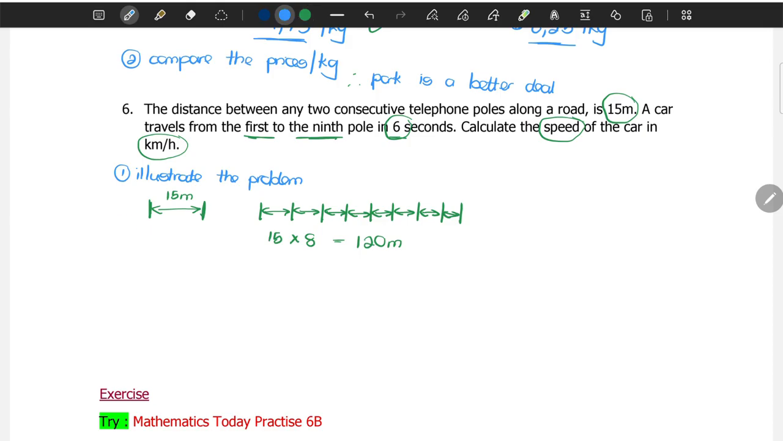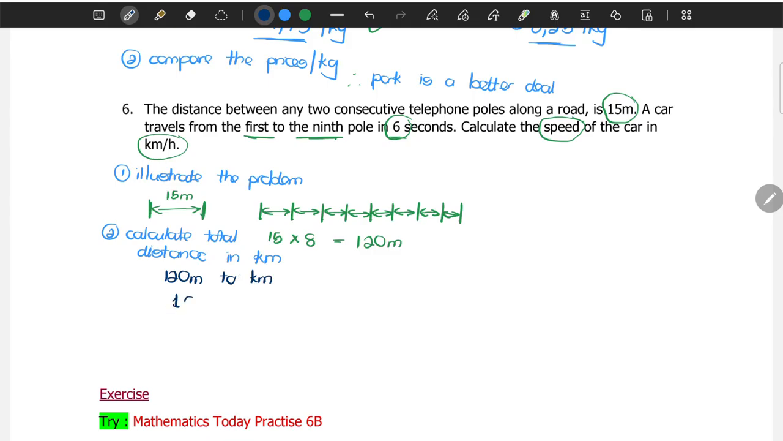So this is just the total distance. We need to calculate it in kilometers, because the speed is going to require us to have it in kilometers. So again, we said 15 times 8, we get 120 meters. So 120 meters to kilometers.